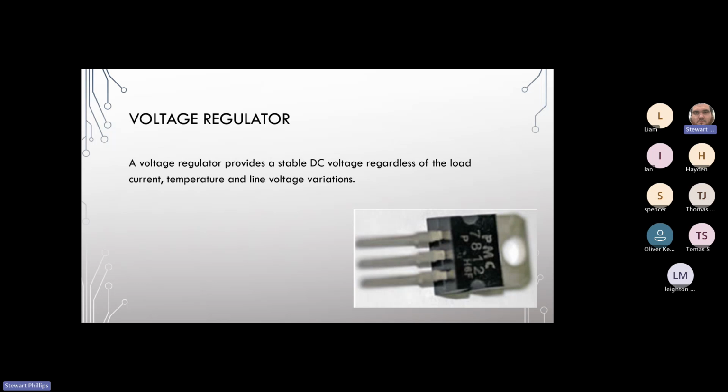But with 78 being positive, the 79 range of voltage regulators are negative voltage regulators. It means they supply voltage in a negative bias at a rated voltage. So therefore, a 7912 voltage regulator will regulate a negative voltage of 12 volts. So it's got a fixed output of negative 12 volts.